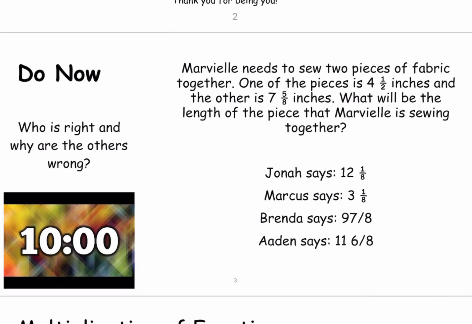I would like for you to hit pause on this section, and I want you to answer who is right and why the others are wrong. Marvielle needs to sew 2 pieces of fabric together. One of the pieces is 4 1/2 inches and the other is 7 5/8 inches. What will be the length of the piece that Marvielle is sewing together?